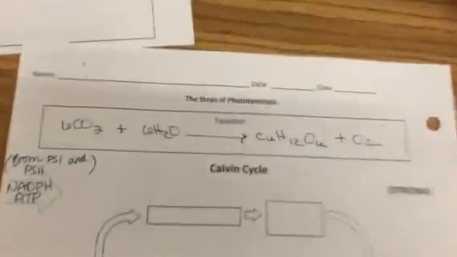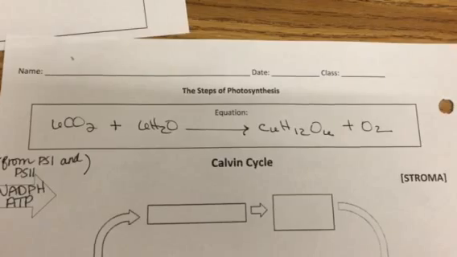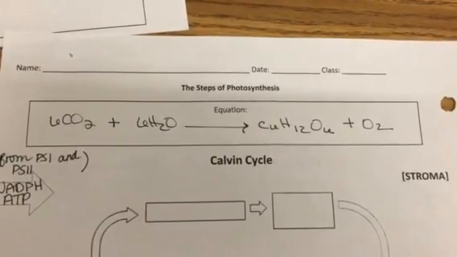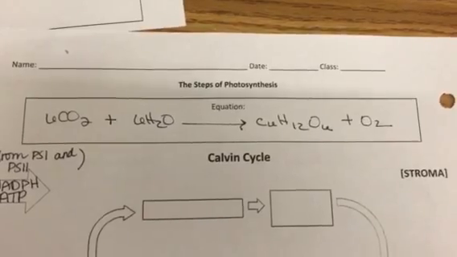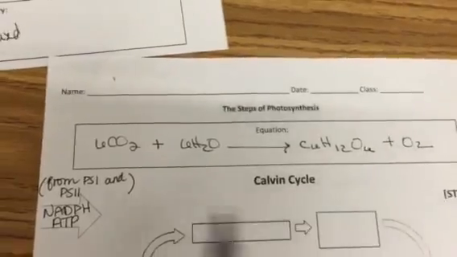Okay, so now we are going to do the light independent part of photosynthesis, where we take CO2 and we're going to use our energy carriers from photosystems 1 and 2 to make glucose. We've already dealt with the water. We split that, formed oxygen. Now we're just dealing with CO2 and glucose.